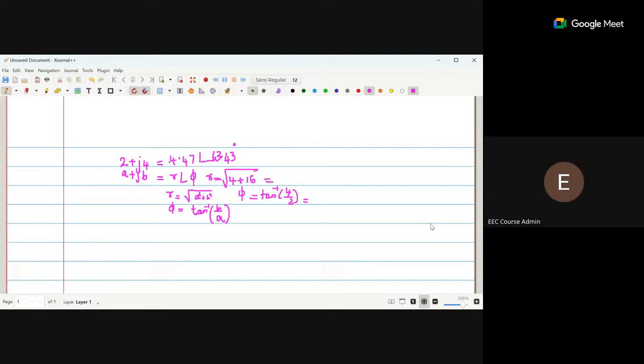Ma'am, do we require RCL or STO? STO we require. The same key over which it is written STO; on the key, it will be written RCL. Yes, I got STO, ma'am. Okay, so press that, then this tan key. Are you getting 63.43?